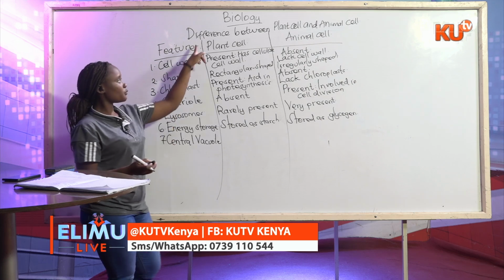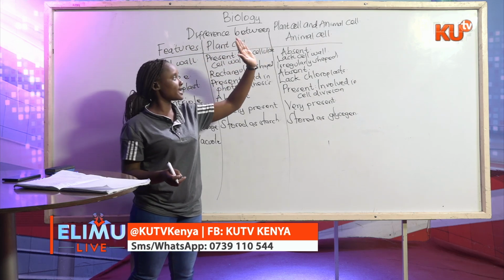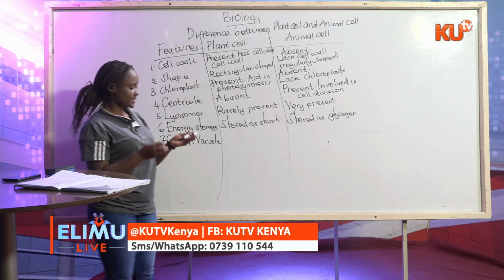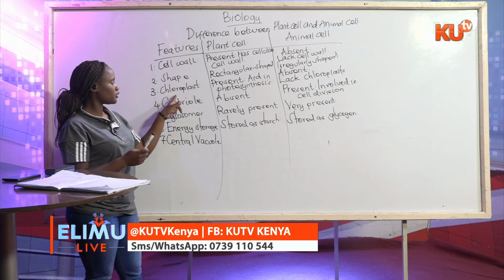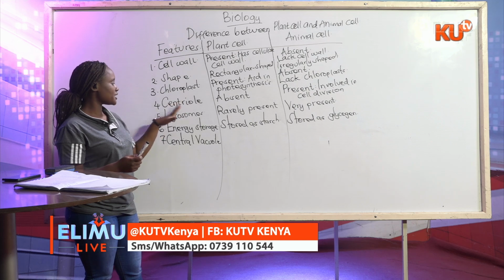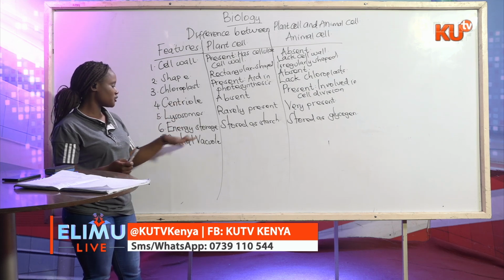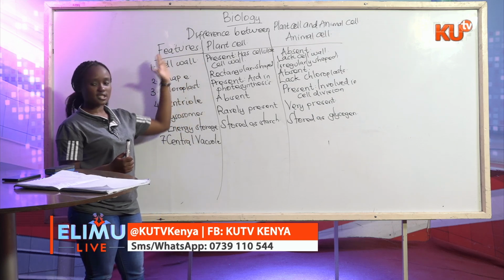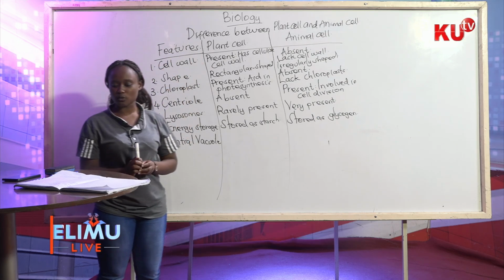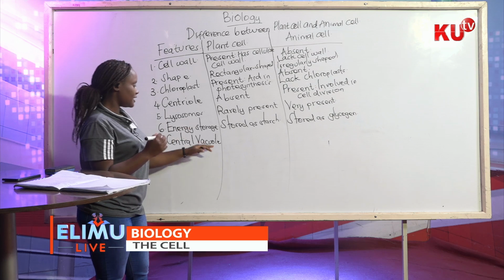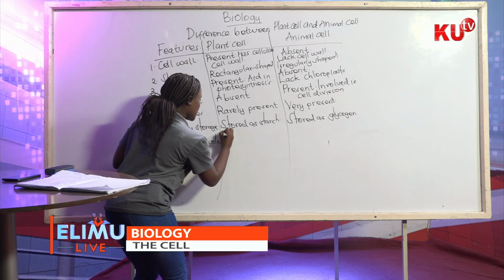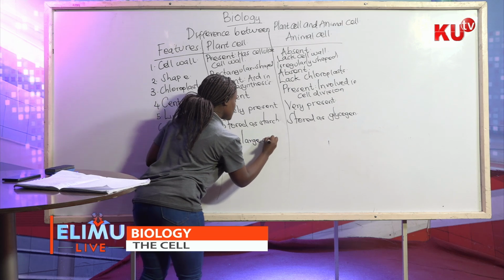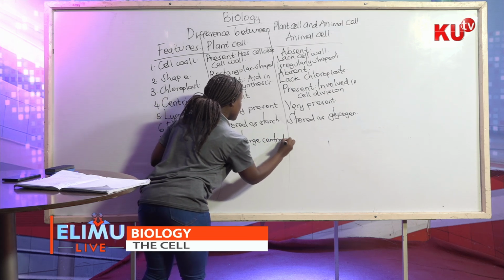Now these are the differences between the plant cells and animal cells when we have the features. The features, for example, the cell wall, the shape, chloroplast, lysosome, energy storage, central vacuole. Now we differentiate using these features. So the central vacuole, it is large. This one has a large central vacuole.